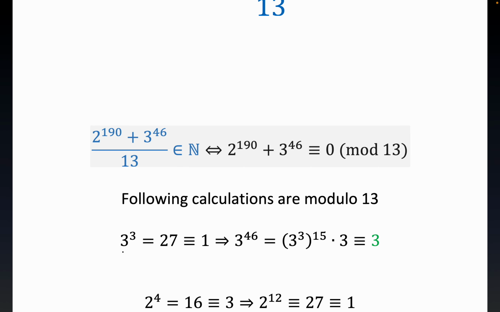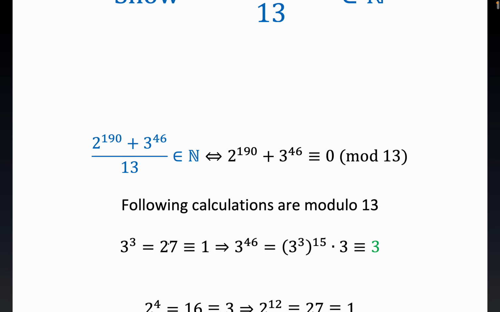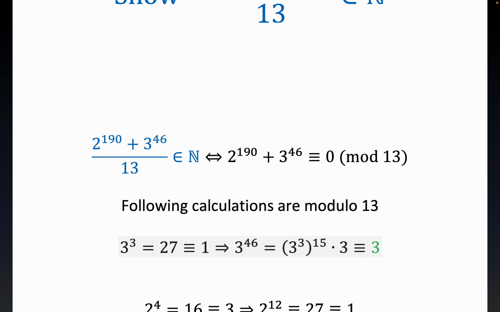Now what we're doing now is just trying to create conditions where we can reduce this left-hand side and see that it's manifestly a multiple of 13. 3 cubed is equal to 27, but notice that's congruent to 1. 27 minus 1 is divisible by 13. 27 minus 1 is 26, right? Okay, so what does that mean? It means we can use laws of exponents. 3 cubed is the same thing as 1 mod 13.